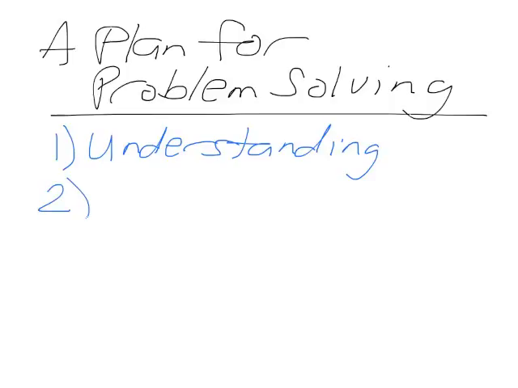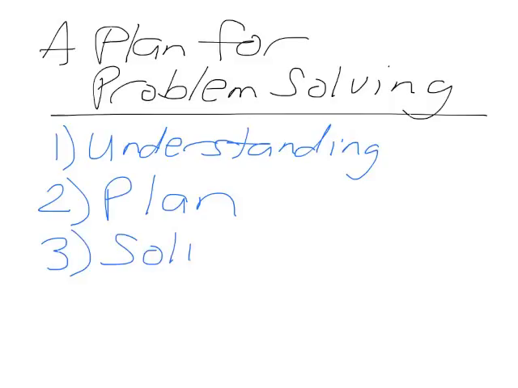The second step after understanding is to plan. What you want to do is to make a plan to solve the problem and get a general estimate of the solution. You need to start to think about what steps you're going to take to get to that solution. The third step is to actually solve. You're going to use your plan and you're going to solve the problem. Come up with an answer that you think is the right solution to the question.